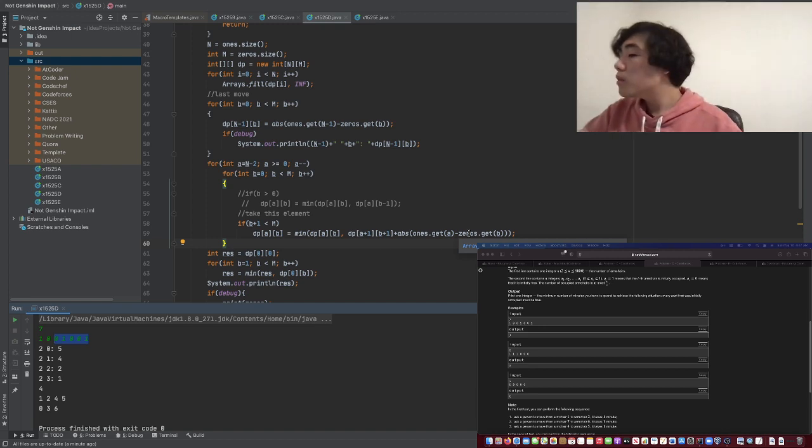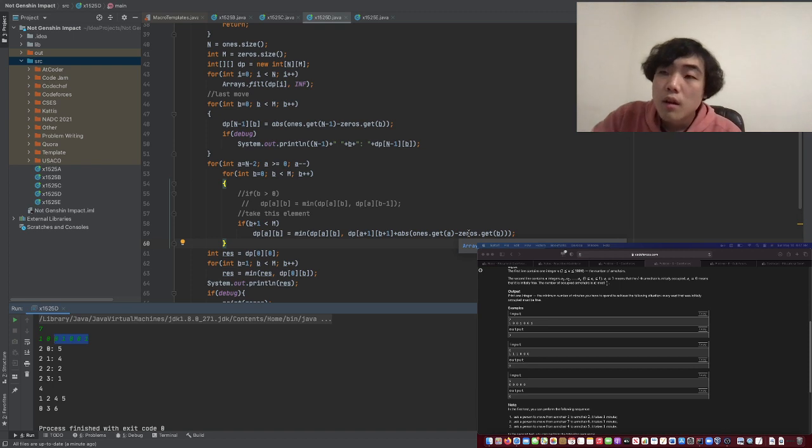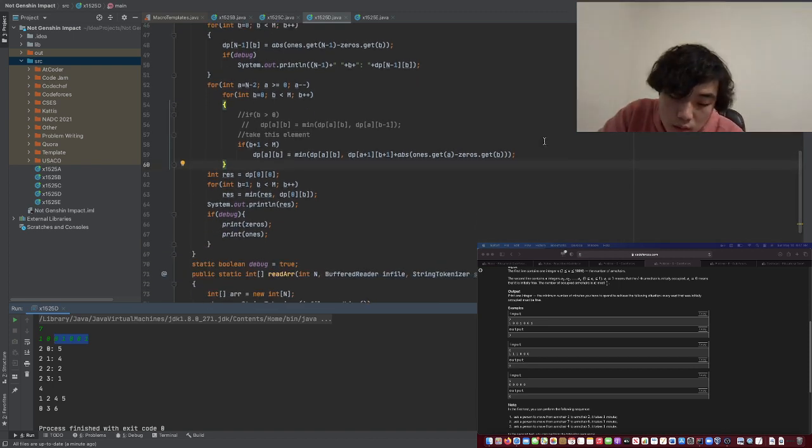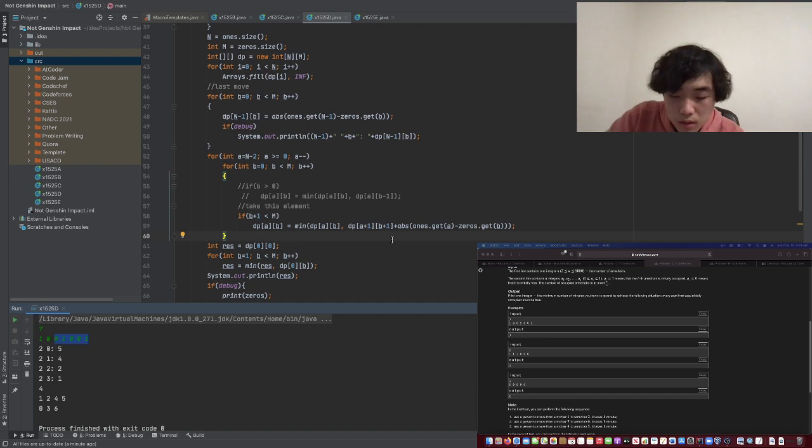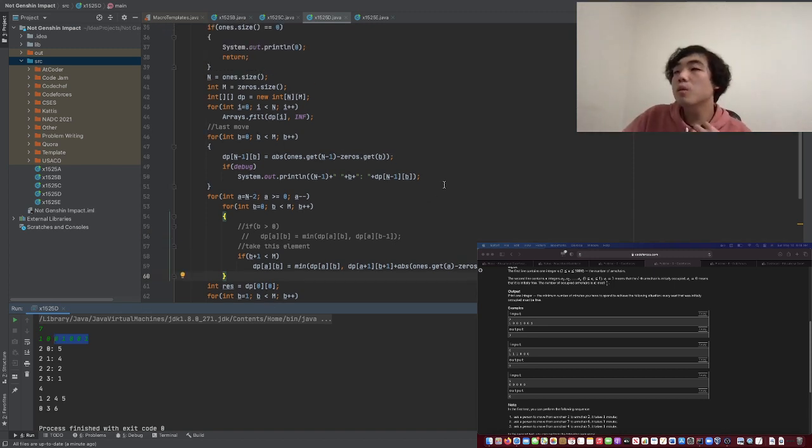Yeah, I'll do the DP table. So we print zeros and ones. Okay, so this is 0, 1, 1, 2, 4, 5, 0, 3, 6. N is equal to ones dot size. Okay. So this is an N by M. Zero, one, two, zero, one, two, three. So 2, 2, 0 is 5. That's 1, 2, 3, 4, 5. That makes sense.